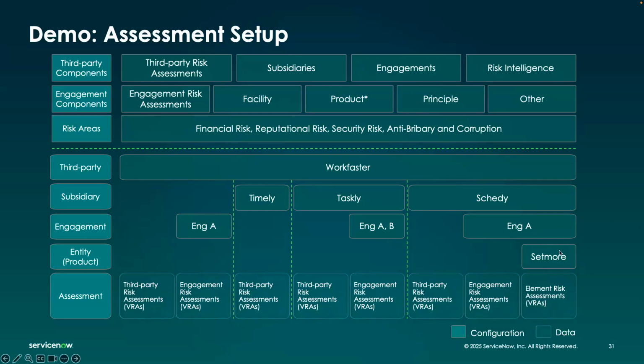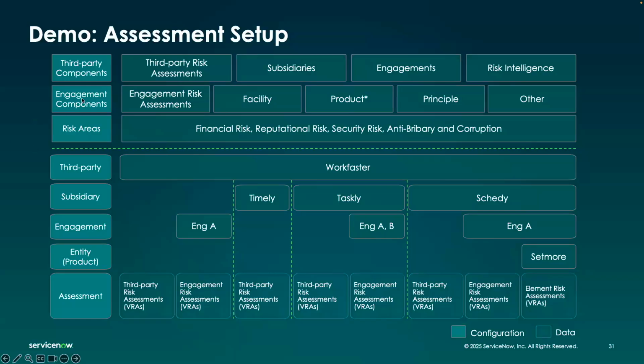Although this is the setup, I have only utilized products for engagement components, and that is for the entity set more for its risk assessment as part of engagement A. These feed into the engagement component criteria within the engagement risk scoring rule.